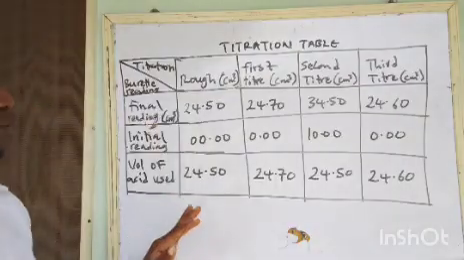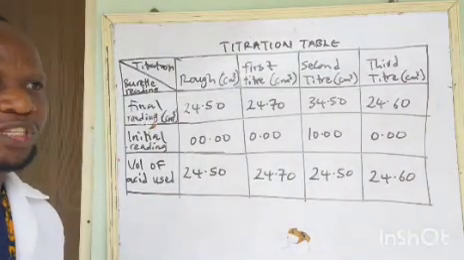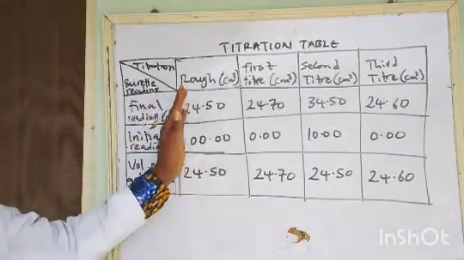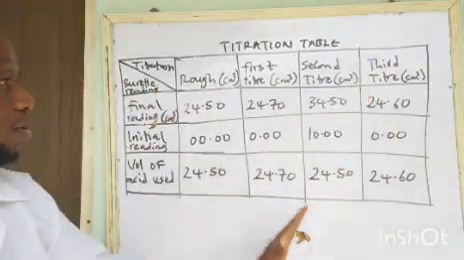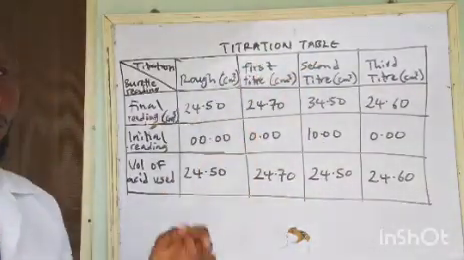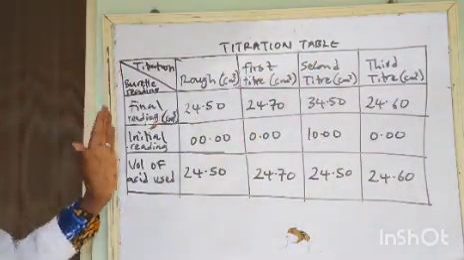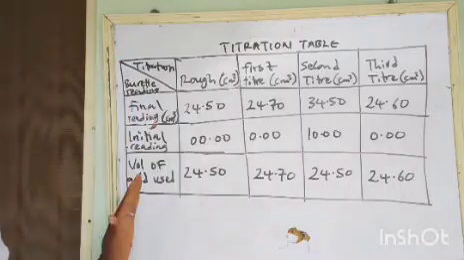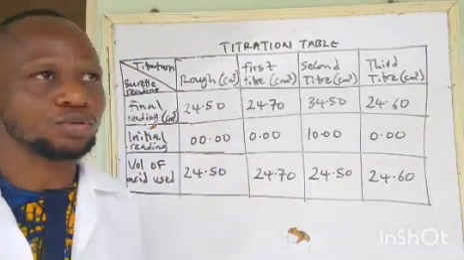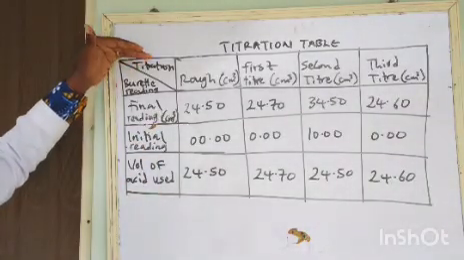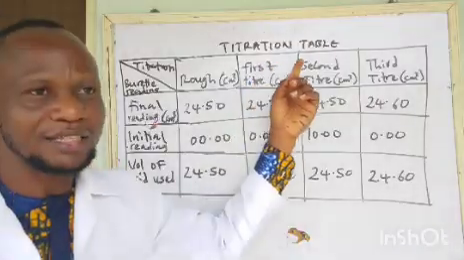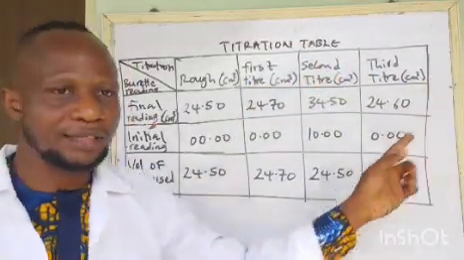Now let's look at the table for a typical titration experiment. You have 4 columns and 4 rows, including where you have your titles, making it 20 boxes or 20 squares. Now you have the titration, which follows as rough, first titer, second titer, and third titer.